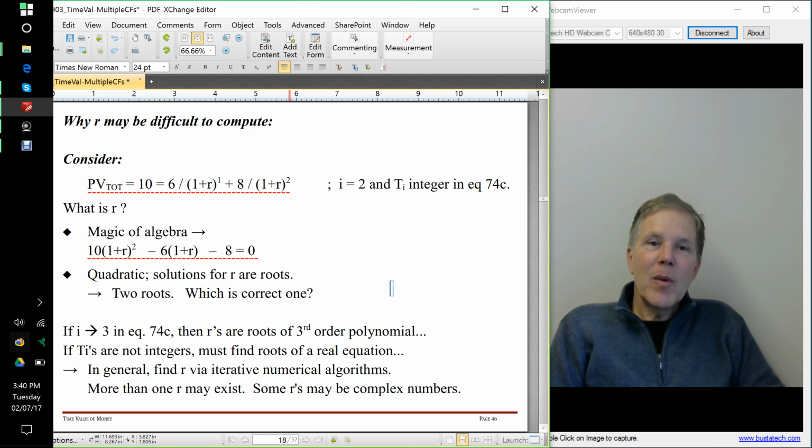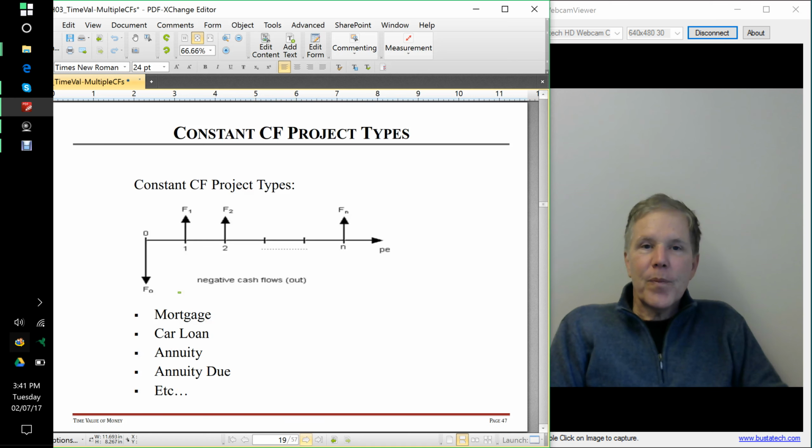Also, what if the timing of these cash flows was not integer years? We've done nothing that says the timing of our future cash flows has to happen at the end of a year. Cash flows happen whenever they happen in a project. So if the times of these future cash flows is not at the end of a year, then we're going to have an exponent here, which is a real number, and then to solve this, we're going to be finding the roots of what's called a real equation, and that is truly difficult stuff.